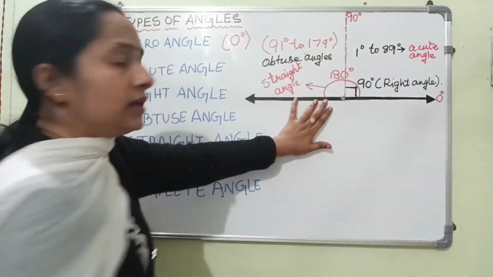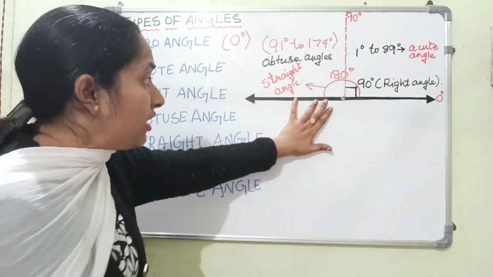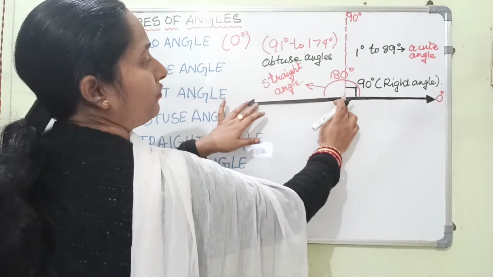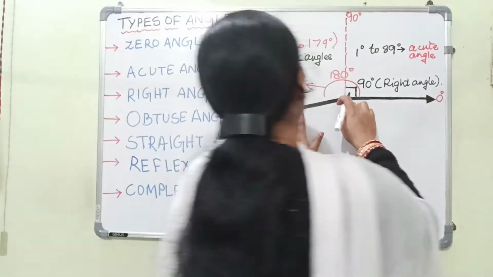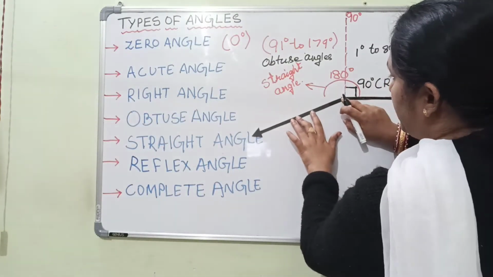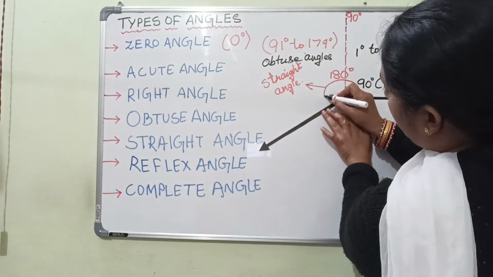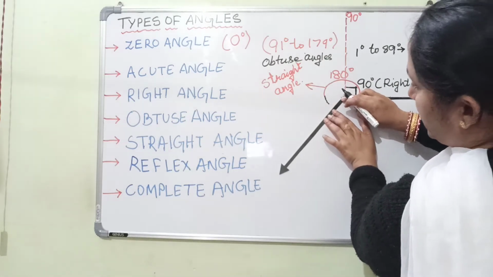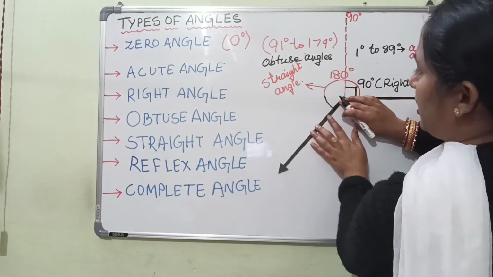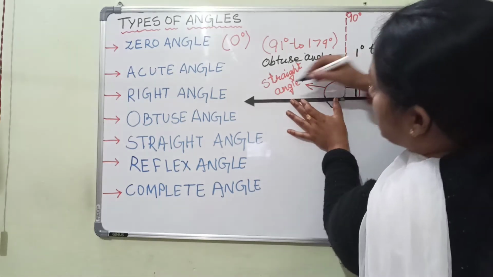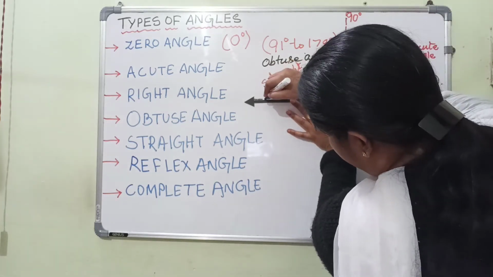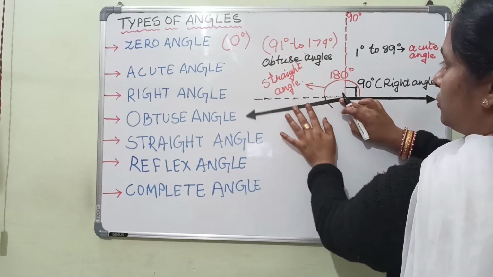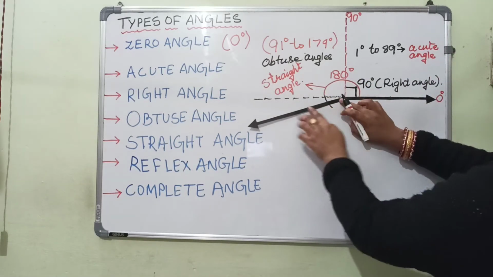Clear? Understood? Now, if the movable arm moves further, it is moving forward. Still it is moving. You can see the angle will keep on increasing further. It will keep on increasing. So here somewhere we got the straight angle. So let us mark this straight angle here. From here to here it was a straight angle.